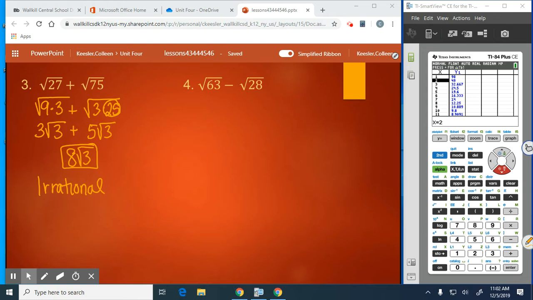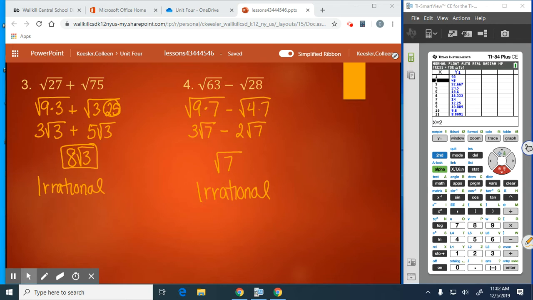Same thing with number 4. I have to simplify first. So square root of 63 is 9 times 7. So that's 3 radical 7 minus square root of 28 is 4 times 7. So that's 2 radical 7. Subtracting 3 minus 2, I get 1. So my final answer is just square root 7. And again, this is irrational because I have the square root of a non-perfect square.